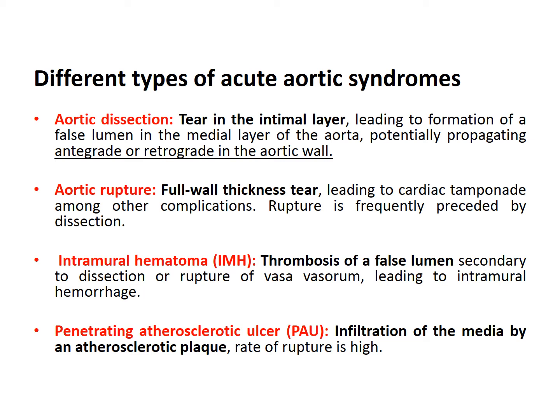Among the other complications, rupture is frequently preceded by dissection, or the intramural hematoma, which is a thrombosis of the false lumen secondary to dissection, or rupture of the vasa vasorum leading to intramural hemorrhage. Fourth is the penetrating atherosclerotic ulcer leading to infiltration of the media by an atherosclerotic plaque. The rate of rupture is very high.